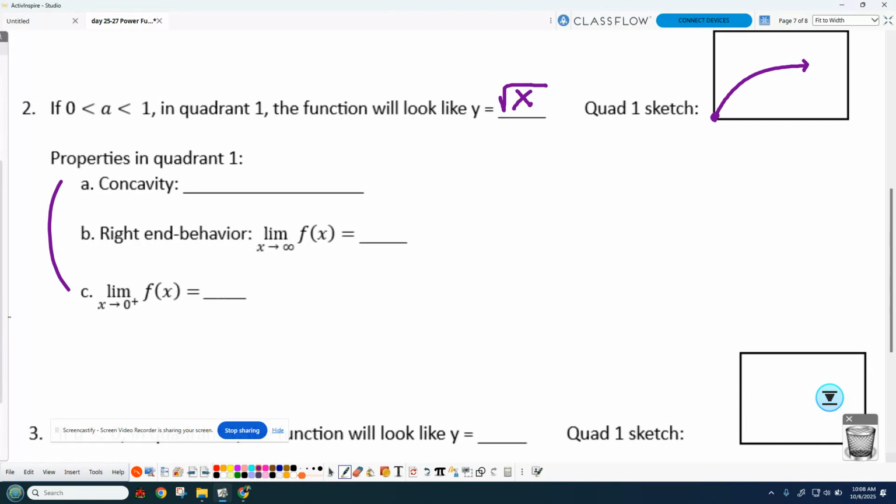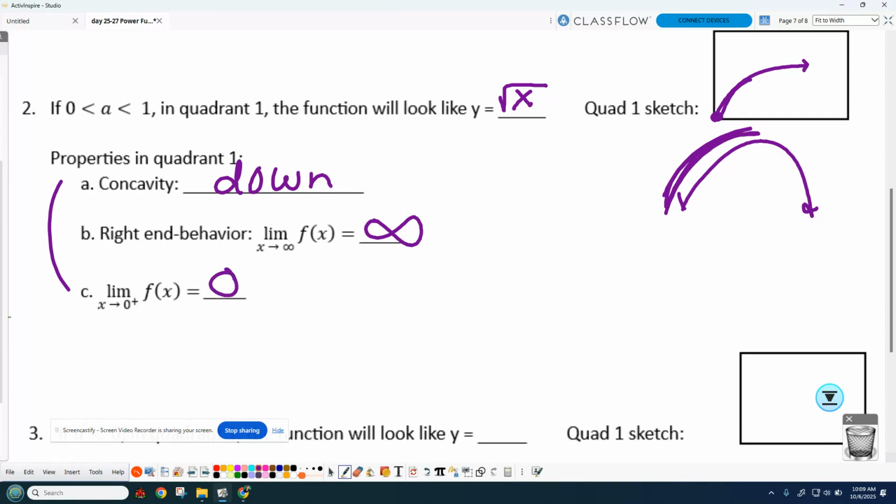So concavity, up or down, which one? Concave down, do you guys agree? Yeah. So this is concave down, so it's this part of it. Right end behavior, Ashley, what did we get for the right end behavior for the second one? Positive infinity. And Natalie, as we approach 0 from the right, we're coming at it this way. Where's that y value going? 0. Okay.